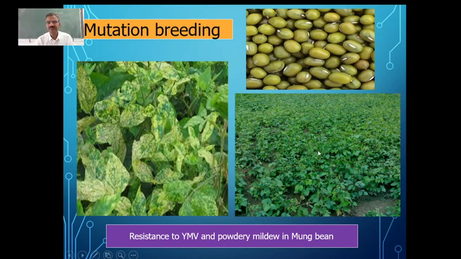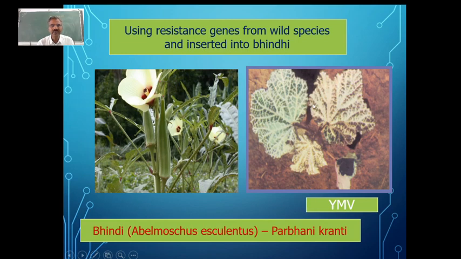So you can see the one free from this yellow mosaic virus. This is the green gram, mung bean. Then we have some of the wild varieties of plants. What they do is they use these genes which have resistance against the diseases or the pathogens, so as to develop a variety which is resistant against the diseases.